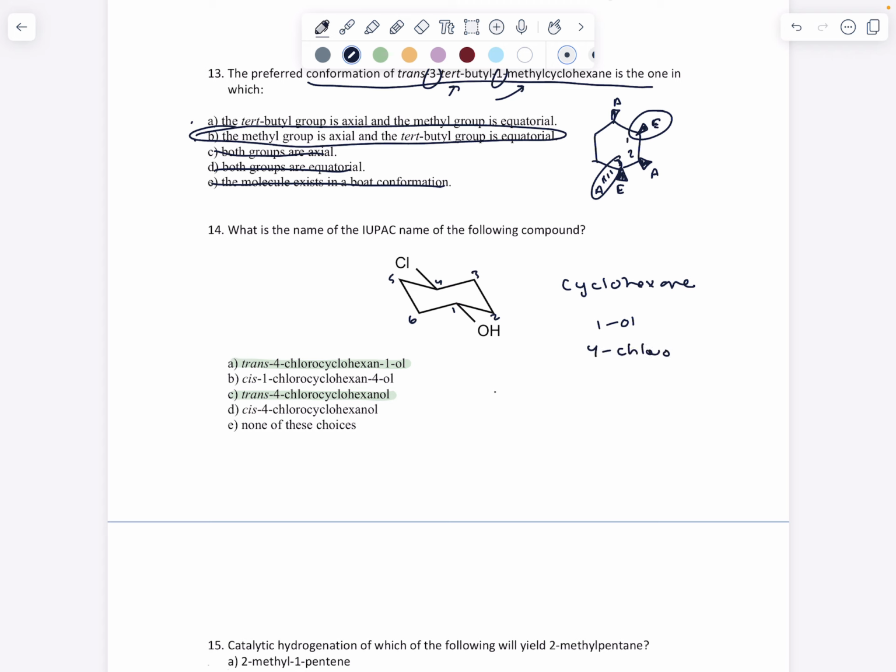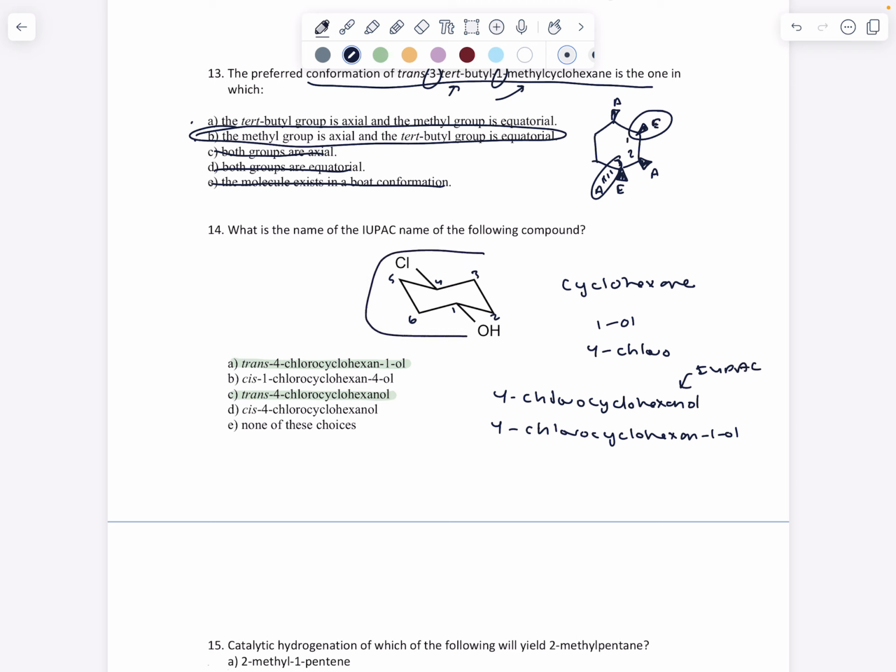So combining this all, we would have 4-chlorocyclohexanol, and you can technically just write "ol" because it's a ring, so you don't have to put the 1. That's an IUPAC rule that I disagree with, but either of these I would accept, though technically this is the IUPAC name. But I told you guys I would never test you over that, and I did not intend to test you over that.